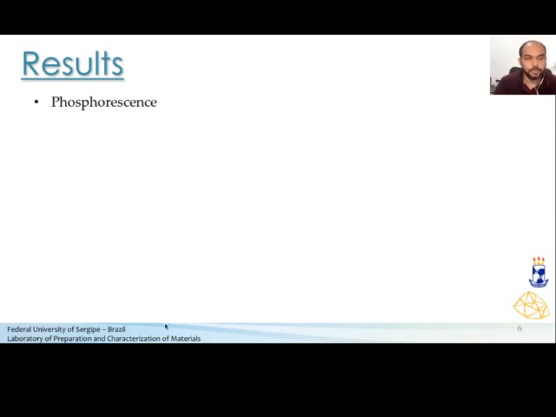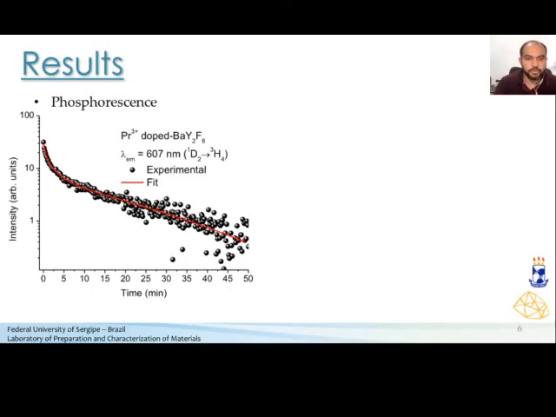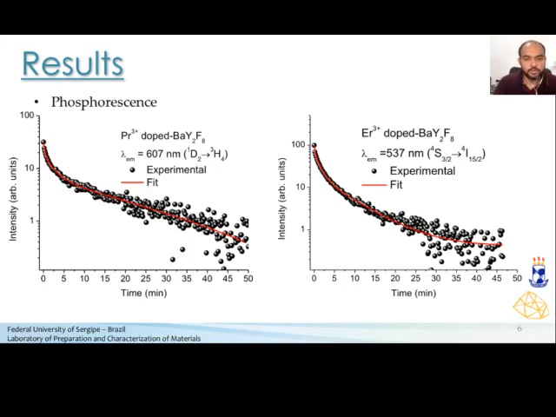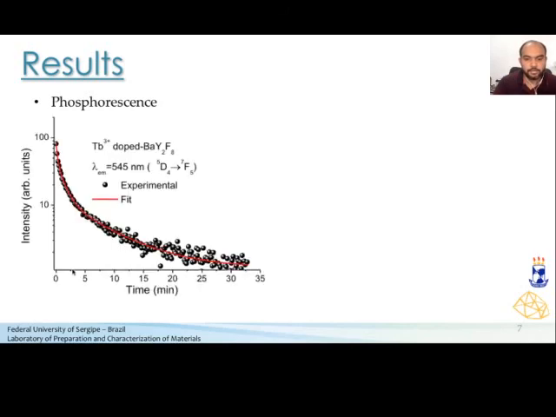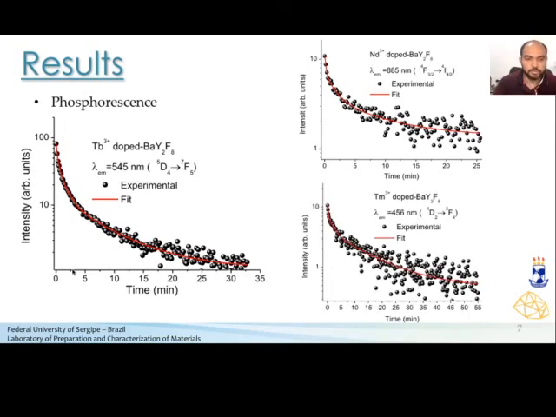So, looking at the phosphorescence curve for different dopants, we observe that the behavior is almost the same. The samples were exposed to X-rays for a specific time, and after it was turned off, the luminescence for the main emission was observed, and the behavior was the same for the single-doped samples with terbium, neodymium, and thulium. The only observed difference was in the initial intensity of decay.